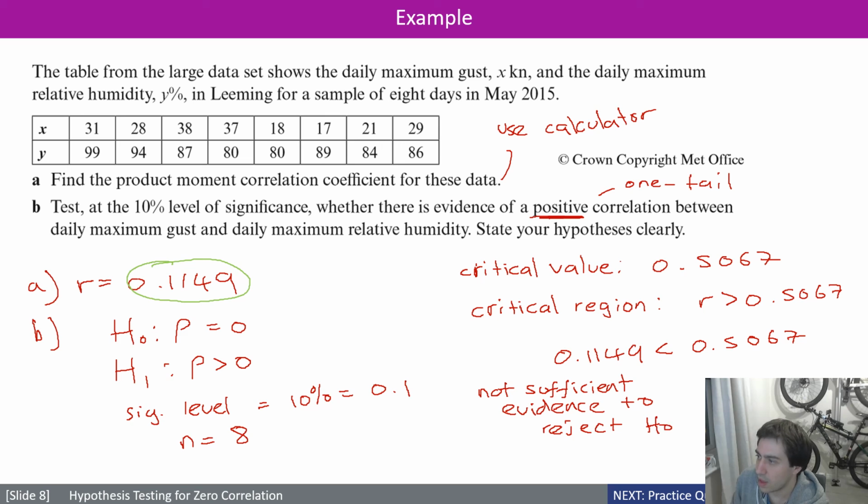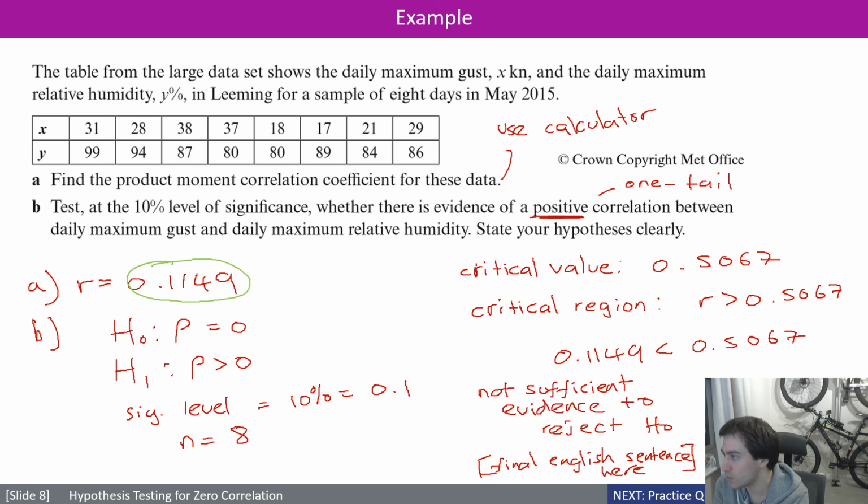Okay. And then you write your final English sentence. I'll just read out what that should be from the particular example so you can get an idea. You then want to write something like, there is not sufficient evidence at the 10% level of significance of a positive correlation between the daily maximum gust and the daily maximum relative humidity. That's what you then want to write at the end.